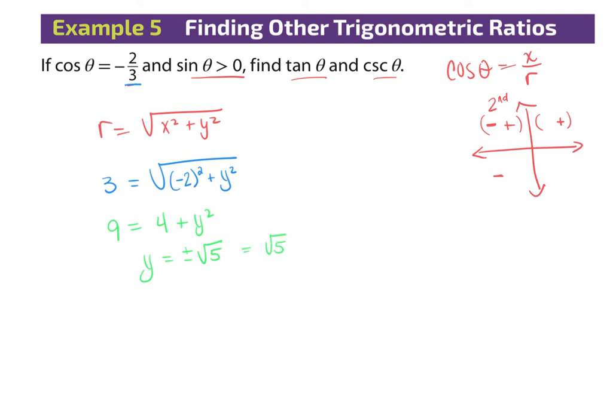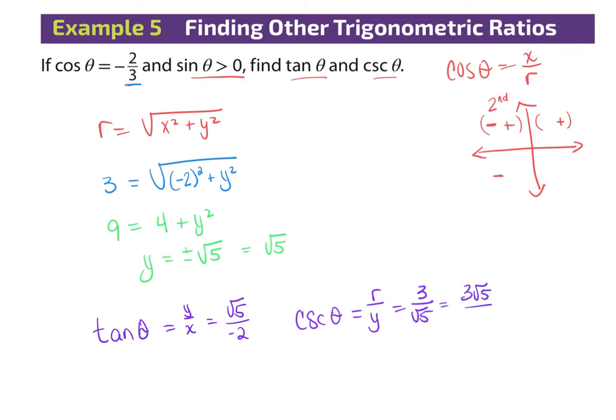Now I can solve for any trig function they ask for, right? The two functions that they asked for were tangent. They wanted tangent of theta. Tangent of theta is y over x. I know my y value. I know my x value. They also asked for cosecant. Cosecant is the reciprocal of what? Sine, which is r over y. I know my r. I know my y. I need to rationalize it. 3 square root of 5 over 5.